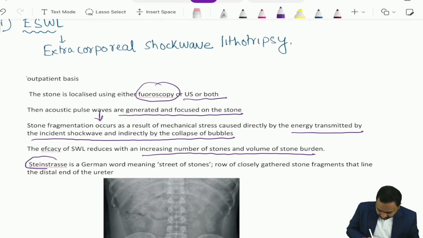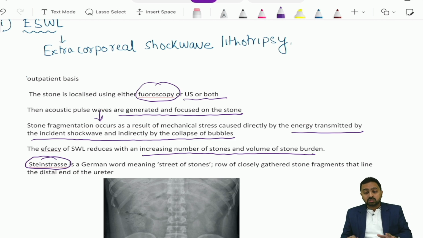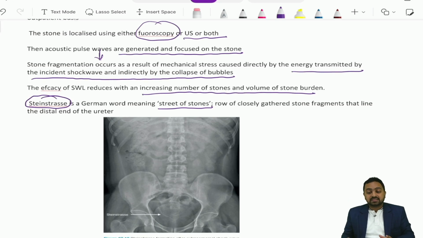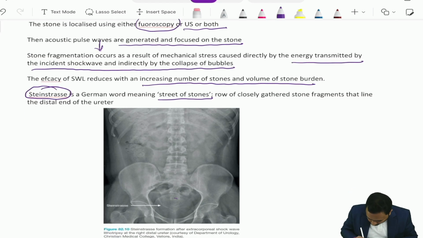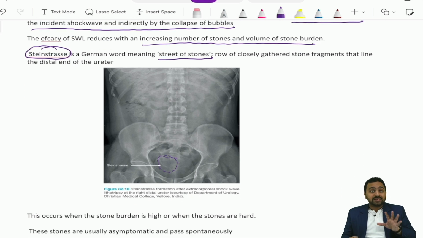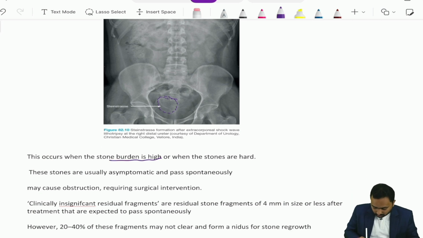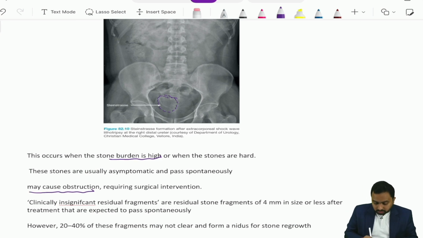Then we have Steinstrasse, which is a German word meaning street of stone. It is a row of closely gathered stone fragments that lie in the distal end of the ureter. You can see over here, this is demonstrating Steinstrasse. Now when does this occur? This occurs when your stone burden is high and your stones are hard. The stones are usually asymptomatic and pass spontaneously, but they may require surgical intervention when they cause obstruction.